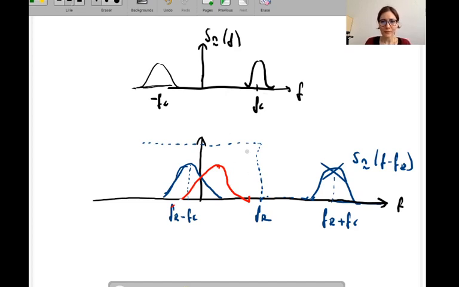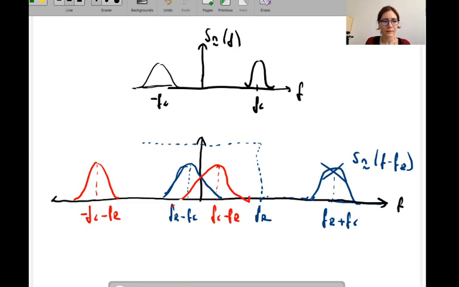Alright, so this first one is going to be shifted to here, so to the frequency Fc minus Fr. And the same thing, the second one is going to be shifted to, let's say, somewhere in here, so minus Fc minus Fr. Okay, so we have the whole spectrum now.